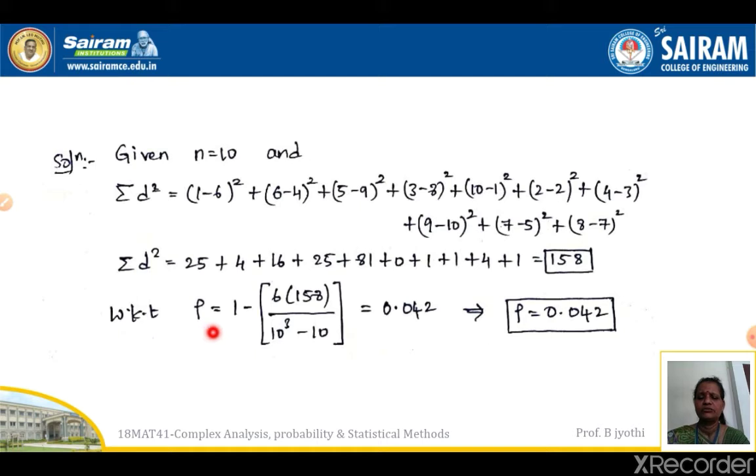We know the formula. So rho is given by 1 minus 6 sigma d square, where sigma d square value is 158, divided by n cube minus n. N is 10 here, so it is 10 cube minus 10, which gives us 0.042. So the rank correlation between the two judges is 0.042.